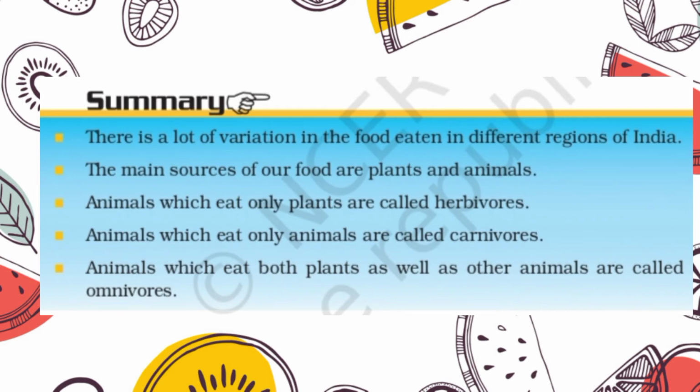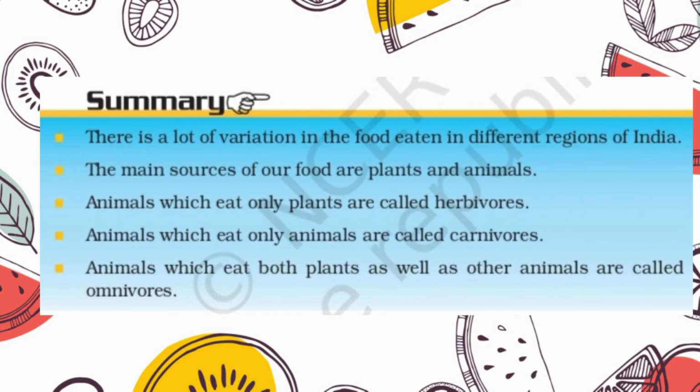So there are some variations in the food which we eat. The main sources of our food are plants and animals. So we got to know that there are only the main sources for giving us food, that is plants and animals. Animals which eat only plants are called herbivores, as we saw. What are herbivores? The animals which only eat the plants.